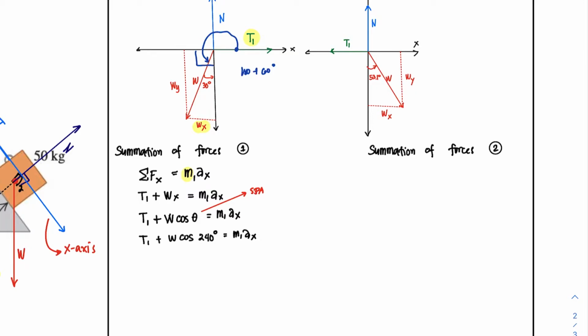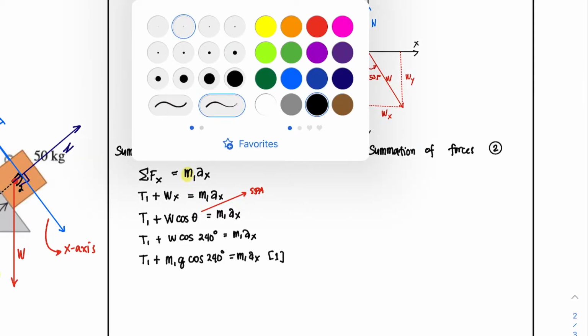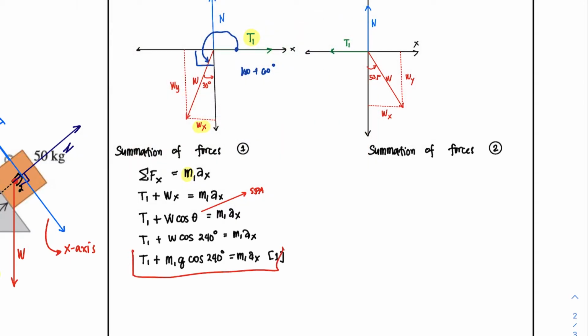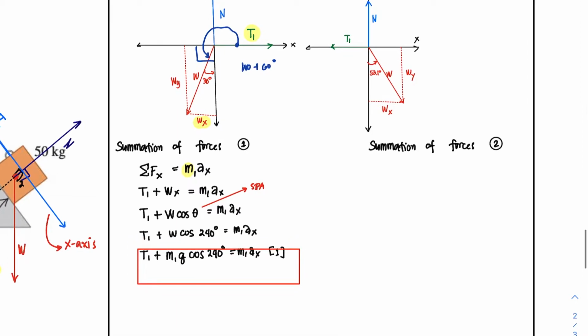Then I just have to further simplify this by knowing that the weight is just the mass of object 1 multiplied by the acceleration of gravity. So, m1 g cosine of 240 degrees is equal to m1 a sub x. That one there is my equation 1. I'm just gonna put it in a box, and that's my equation 1.